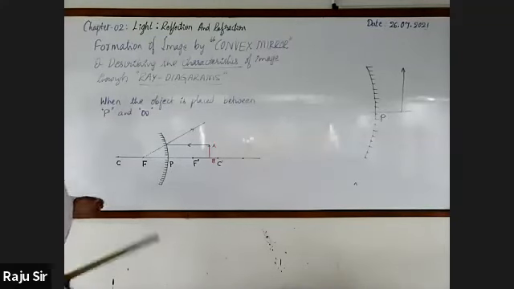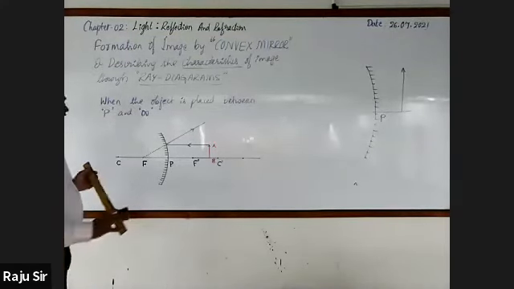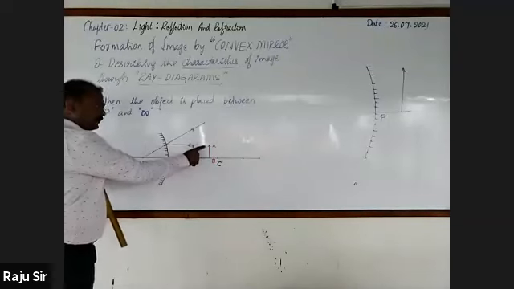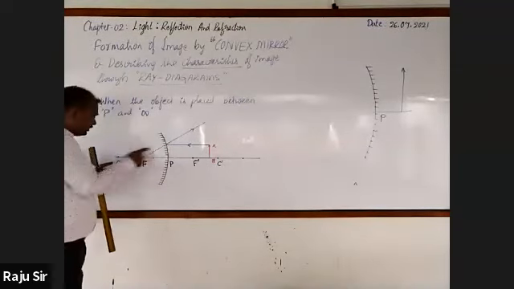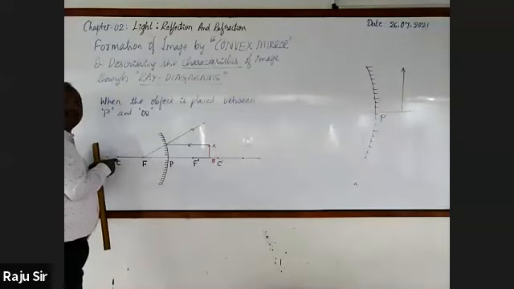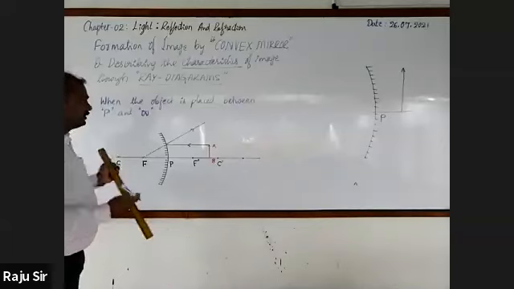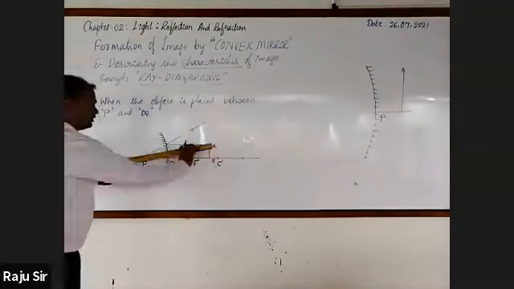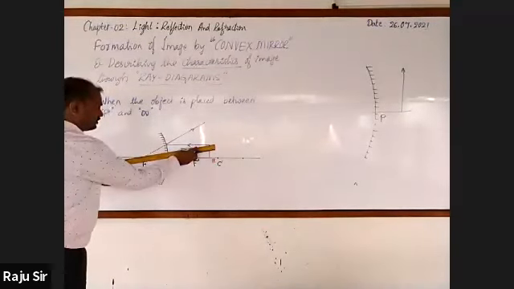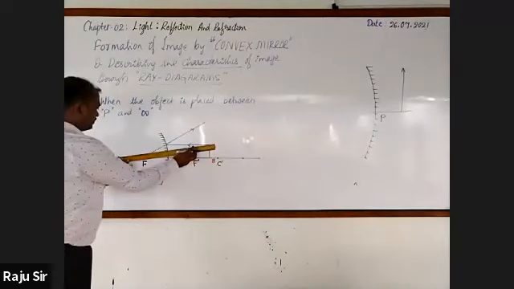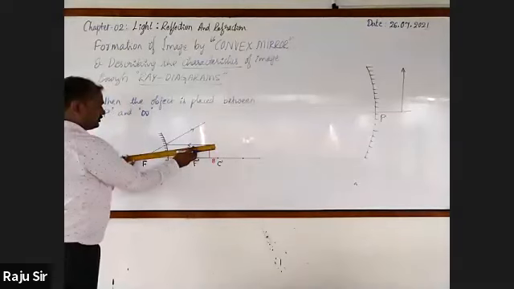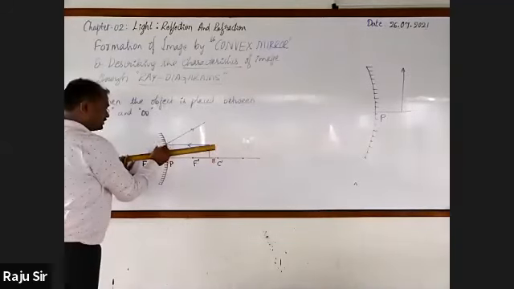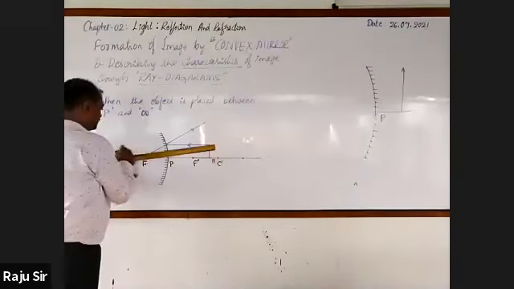Next, second ray. The second ray is the ray of light coming from the object incident on the mirror in the direction of the center of curvature. Please look at the board. Mukta, look here. This is the direction of the center of curvature. Here, this is the light ray coming. It is with the direction of the center of curvature.